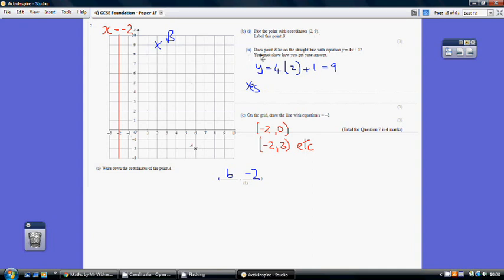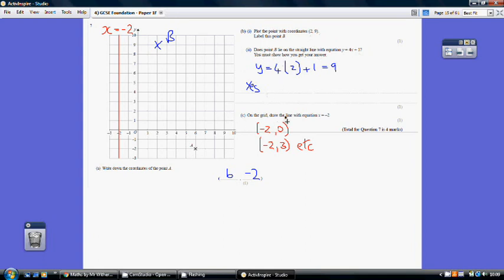Now part B2, does point B lie on the straight line with equation y equals 4x plus 1? So if it does, then when we slot in the x coordinate of B and we multiply it by 4 and add 1, the y value will be the y coordinate for B. So if I slot 2 into this equation, do I get 9? So let's try it out. So 4 lots of 2 is 8. Add on the 1, we do indeed get 9. So yes, point B does lie on that line.